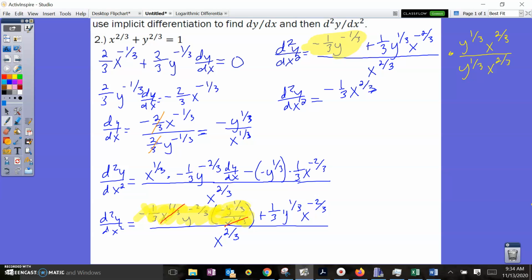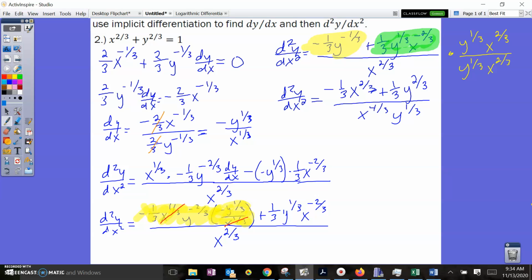And then I'm going to focus now on my second term. I've got a 1/3. And then y to the 1/3 times y to the 1/3 becomes y to the 2/3. And x to the negative 2/3 times x to the 2/3 becomes x to the 0, or just 1. And when I multiply the denominator by that, it becomes x to the 4/3 y to the 1/3.